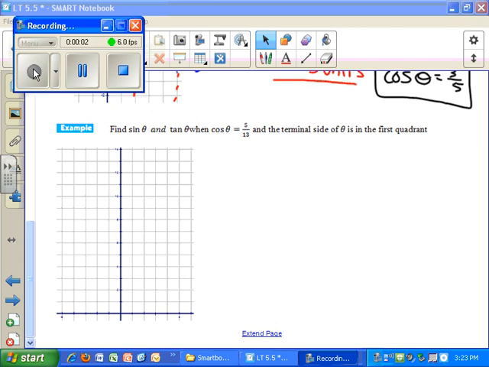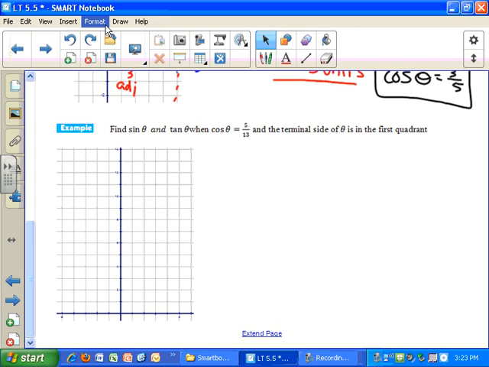For part 2 of video 5.5, we just have to finish up the last 3 examples. We'll start with where we left off, finding sine of theta and tangent of theta when the cosine of theta is 5/13 and the terminal side of theta is in the first quadrant.